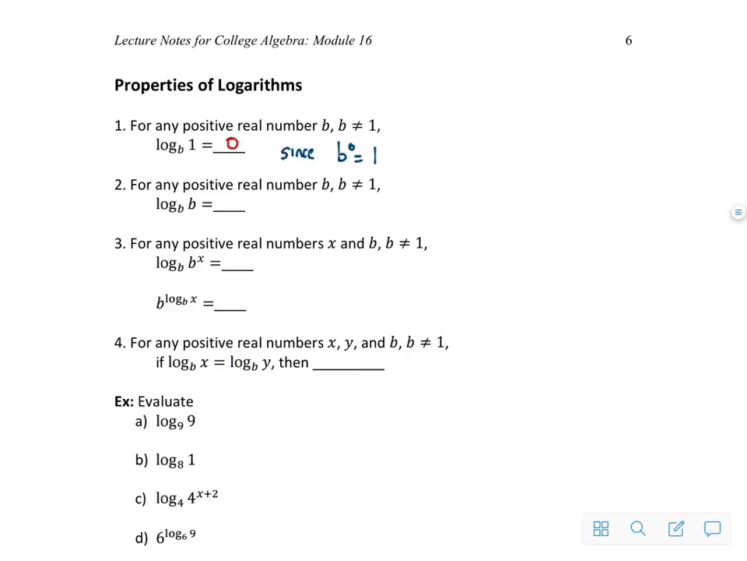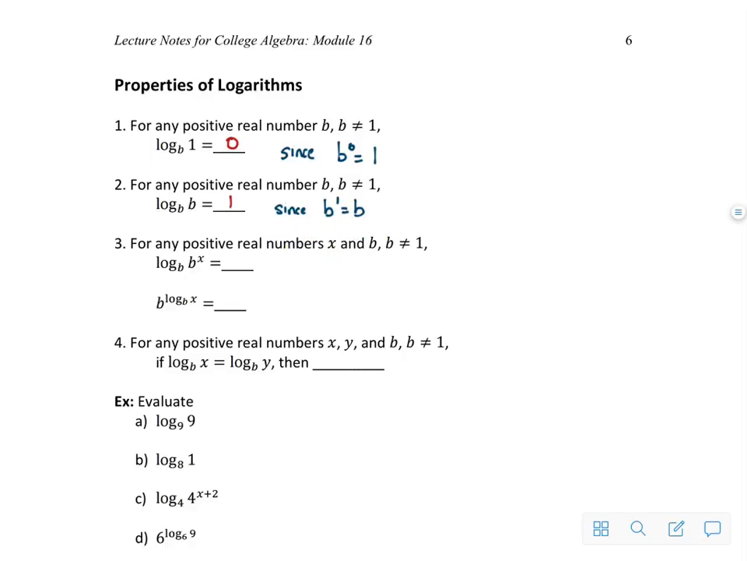On the second one, if you take the log base b of b, where b is any positive real number, and of course not equal to 1, then we're asking what do I have to raise the base, b, to in order to get b, and the answer is 1, and that is because b to the first is itself, so the answer is the exponent, 1.